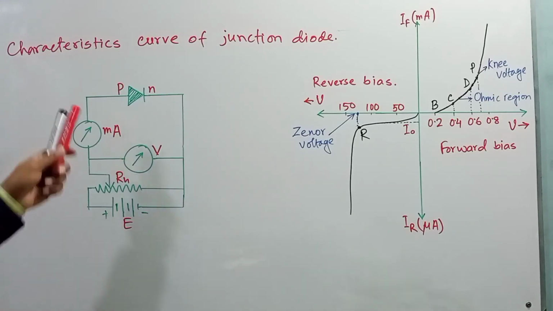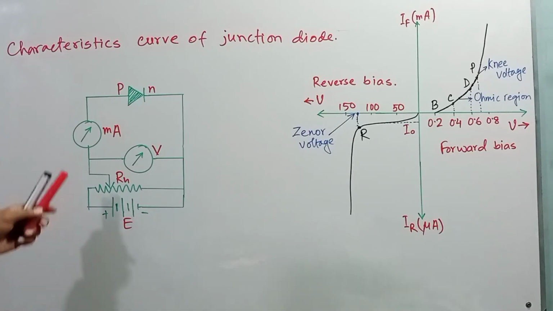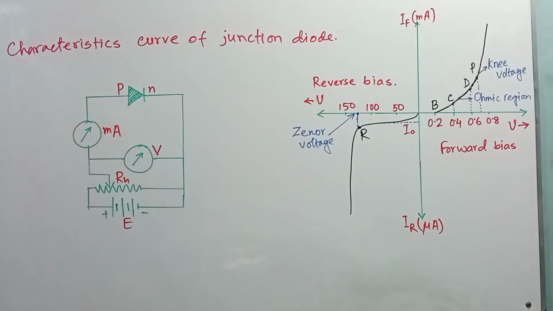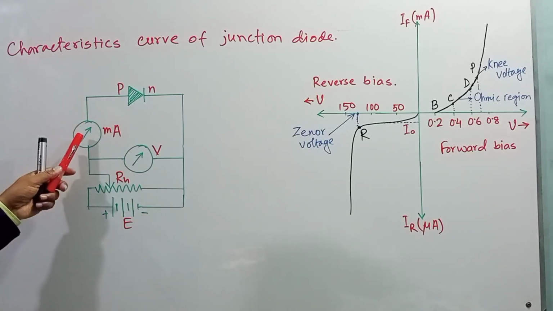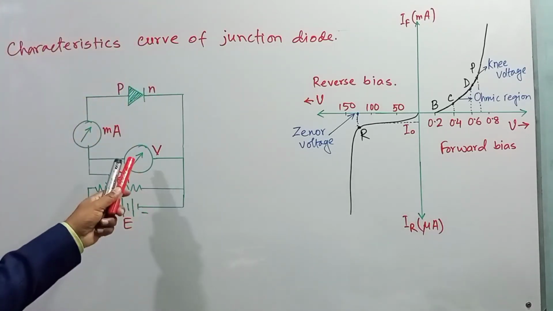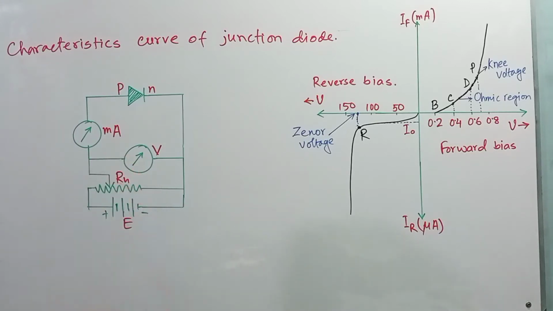Dear student, now we can arrange the circuit for the observation of characteristics of PN junction diode. Here a PN junction diode is connected like this circuit diagram. A milliammeter is connected because the amount of current is very small. A voltmeter is connected in this way. RH means rheostat or variable resistance, and E is the source or battery, right?